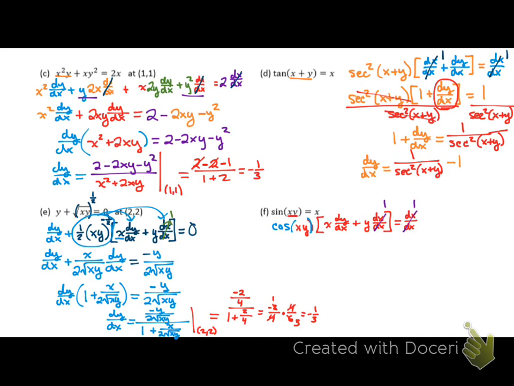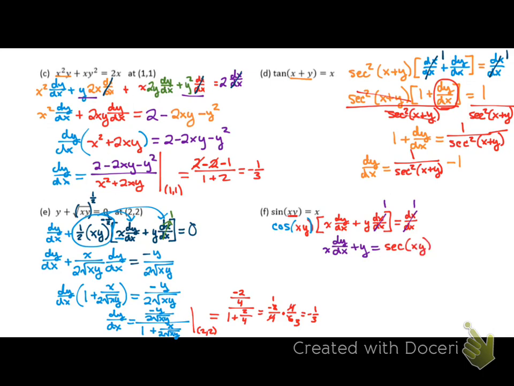We're just going to do what we did with the tangent. We're going to divide first because there's only one dy/dx that we need to isolate. So that means that if I divide, we have x dy/dx plus y equal to 1 over cosine of xy. Well, 1 over cosine is just secant. So I can change that, make it a little bit prettier, secant xy.